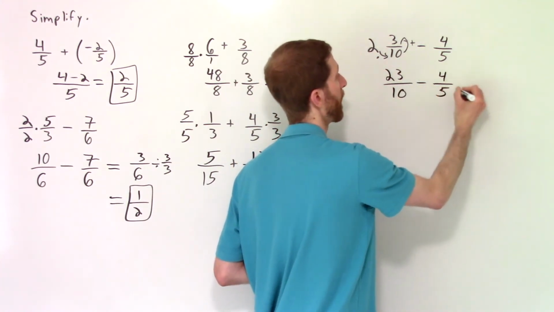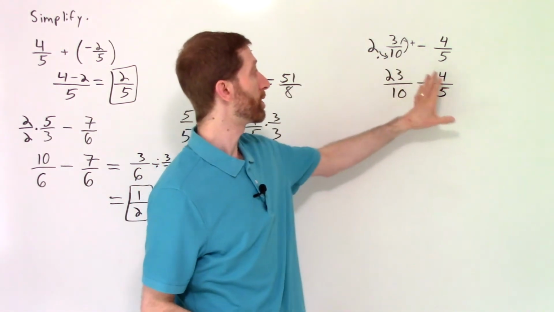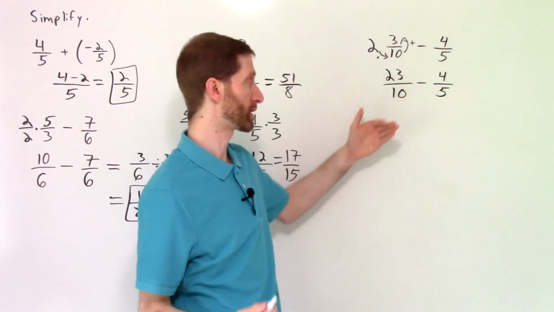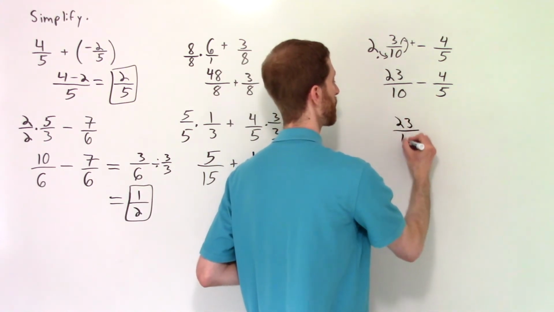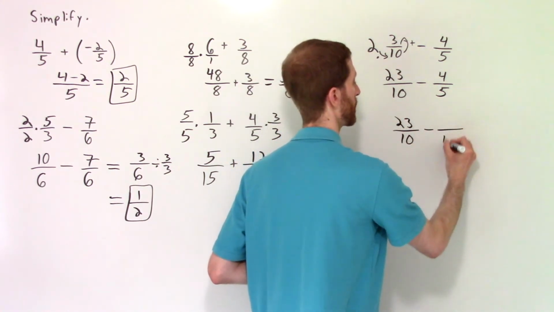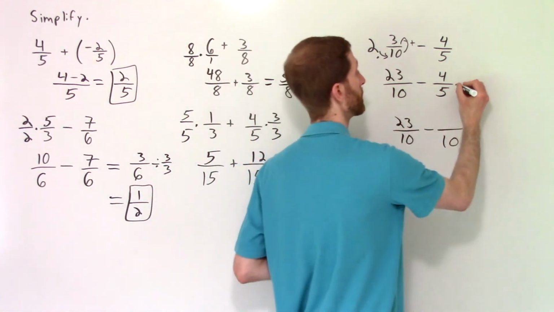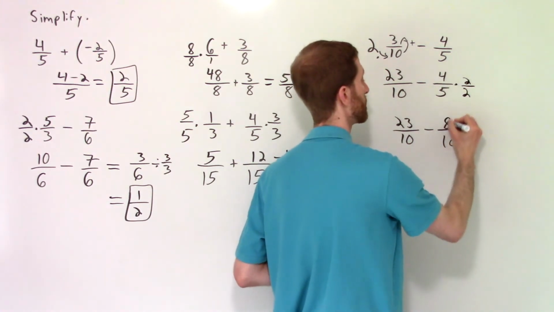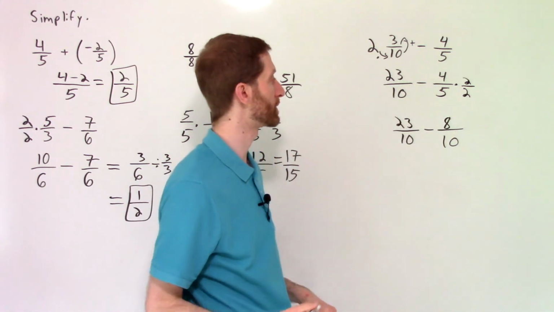And now from there, we've got minus 4/5. So now we've got a new problem, now that we've converted our mixed number into an improper fraction. So we now need a common denominator. 5 and 10 have the least common multiple, or least common denominator, of 10. So 23/10 is good, but 4/5 not so much. We want that out of tenths. To get that out of tenths, we multiply the 5 by 2, and of course, you've got to multiply the numerator by the same number. 2 times 4 is 8. Sweet. Now we've got an equivalent form of 4/5, which is 8 tenths.